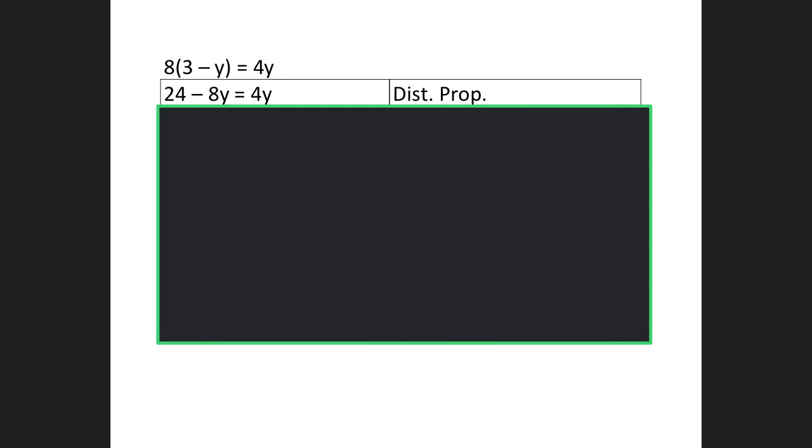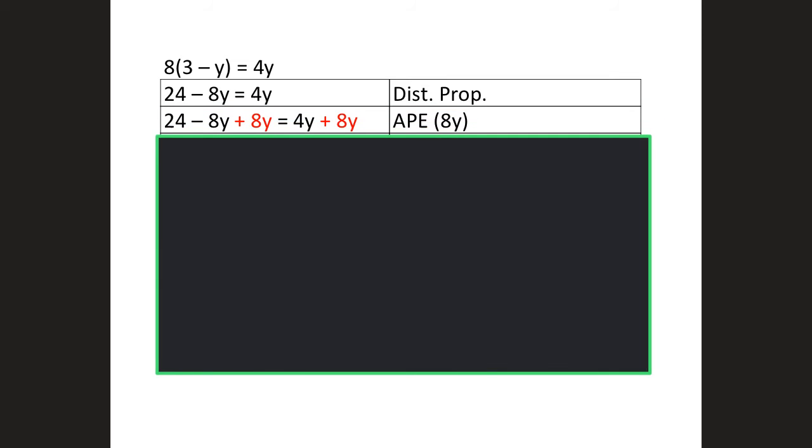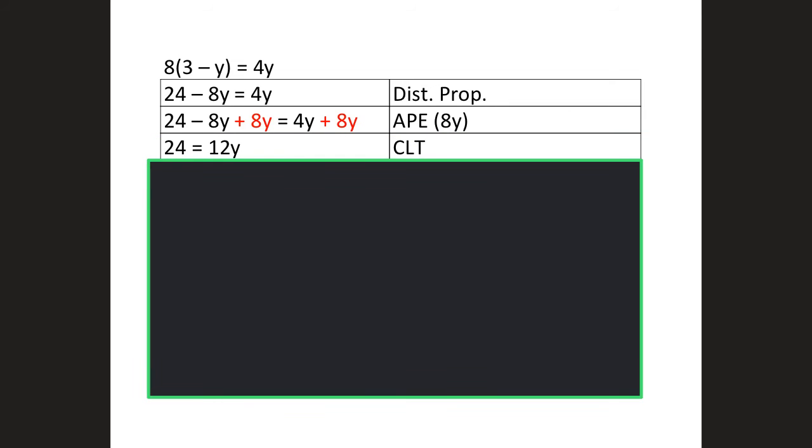Another problem. Here I have 8 times (3 minus y) equals 4y. First thing we do again is my distributive property. So 8 times 3 gives me 24. 8 times negative y gave me negative 8y equals 4y. Then I decided to add 8y on both sides. I did that to get rid of this minus 8y. Come down. You can see when I combine my like terms, over here these go away. You're left with 24. On the right side, 4y plus 8y gives me 12y.